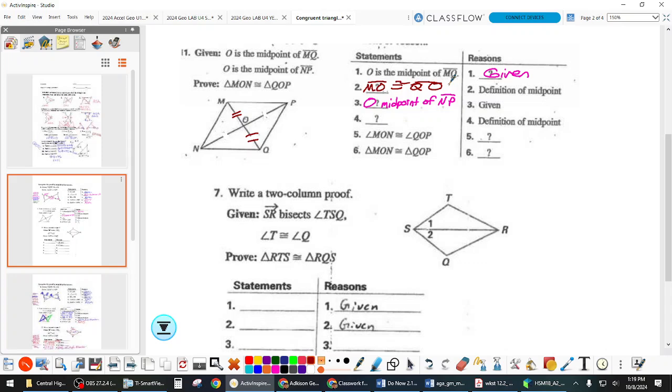Why is that again true? Definition of a midpoint. Yep. Alright, and then similarly, NO and PO are congruent.